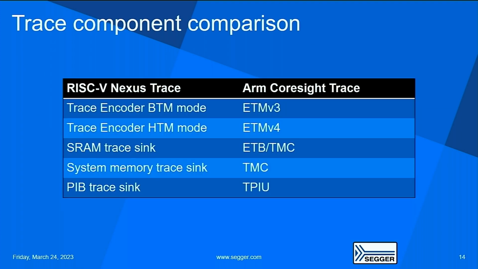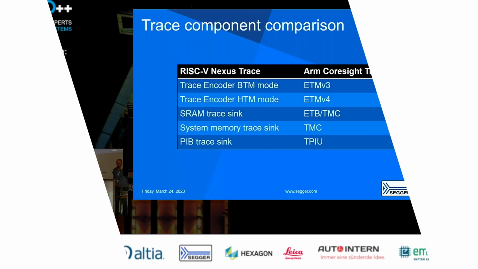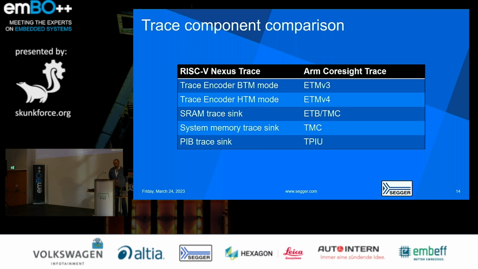So how do the components compare? On the left, we have Nexus Trace from RISC-V, and on the right, ARM core side tracing. We have the two different encoders, which is comparing to ETMv3 or ETMv4. Then we have the trace sink, which is SRAM tracing, like a trace buffer. Then we have the system memory tracing.